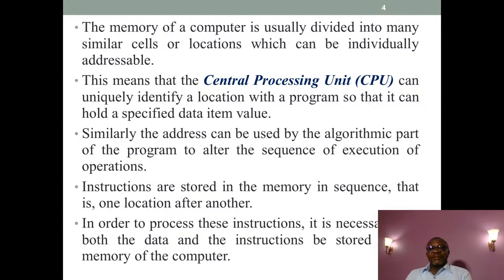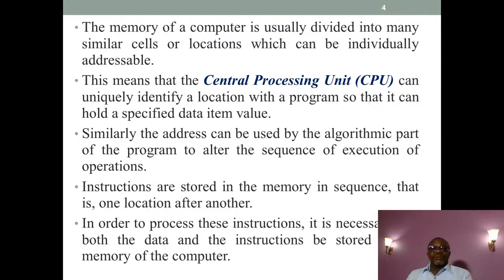This means that the central processing unit, the CPU, can uniquely identify a location with a program so that it can hold a specified data item value. Similarly, the address can be used by the algorithmic parts of the program to alter the sequence of execution of operations. Instructions are stored in the memory in sequence. When we say sequence, one after the other.